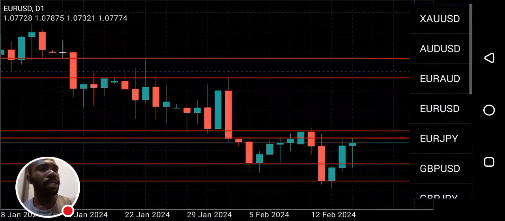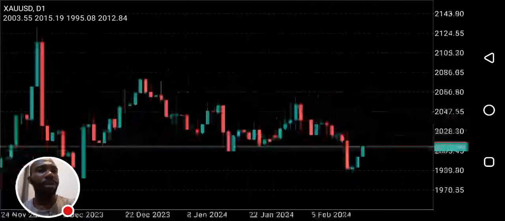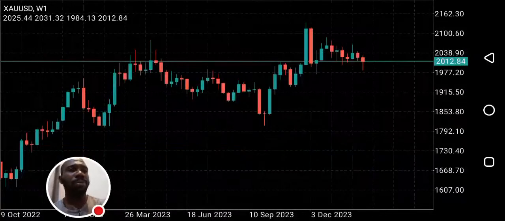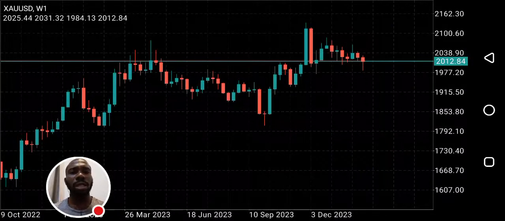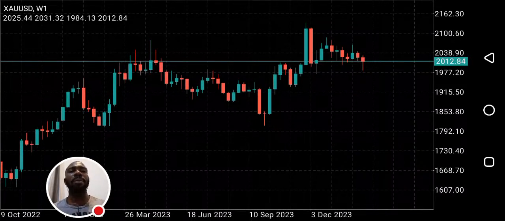Let's look at gold. Okay, gold. I know most of you trade gold. Okay, so let's start with the weekly. So you can see what we have on the weekly. Last week candle closed as a hammer, a bearish hammer. This tells me that there is a high probability that gold will be bullish this week. Okay, so that's the first thing.